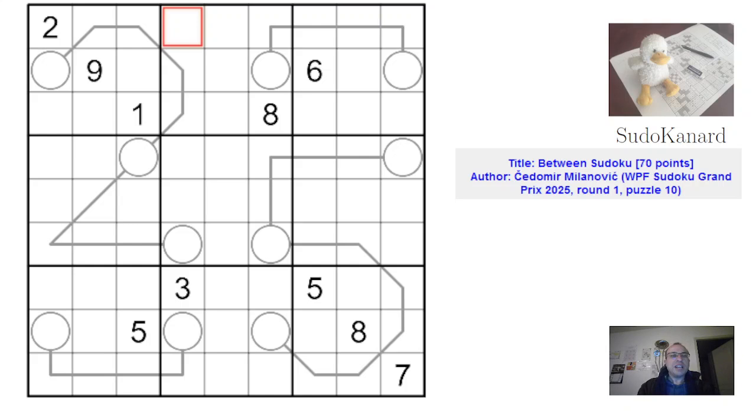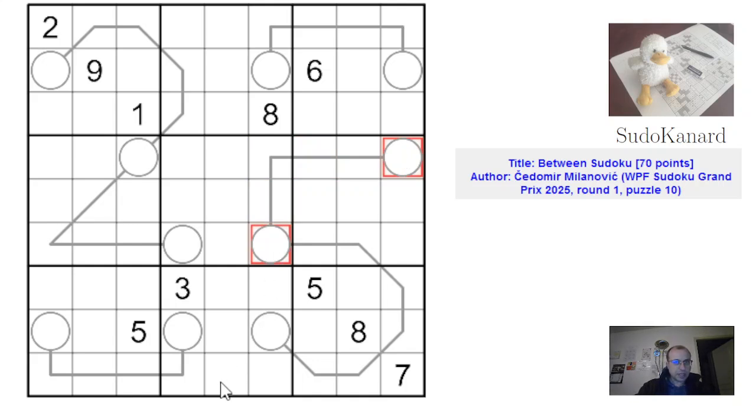So the rule of Between Sudoku is that whenever two circles are linked by a line, such as those, then all digits along the line must be values strictly between this one and this one. Let's say this is a 2 and this is 6, then those must be values from 3, 4, 5. This is what the rule says.